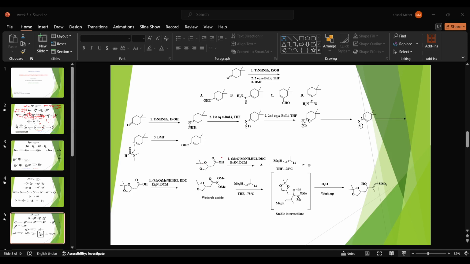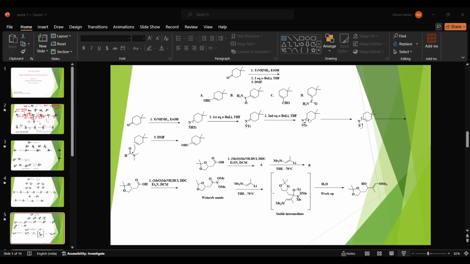And after that, what will happen? We use a strong base, the lithiated reagent, in the presence of THF at minus 78 degrees Celsius. This is nothing but a carbanion, and we call it a strong nucleophile, very, very strong, because lithiated nucleophiles are very strong nucleophiles. It will react with our Weinreb amide and form a stable intermediate.